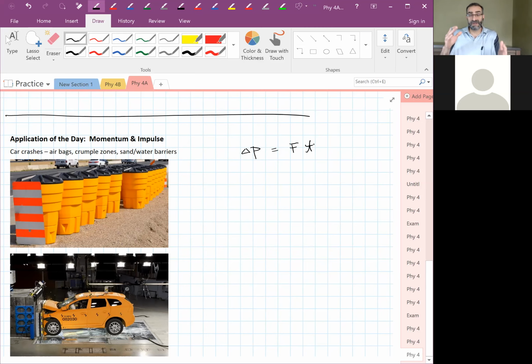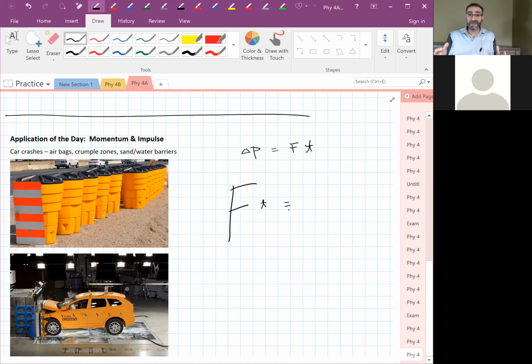The time interval is very, very short. It doesn't interact with the pillar for very long. Time interval is small. So the force has to be big, right? I'm drawing a pictorial representation of a big force acting for a small time.